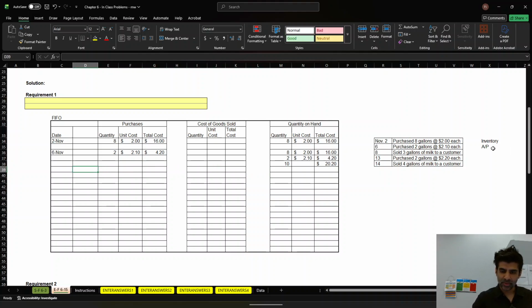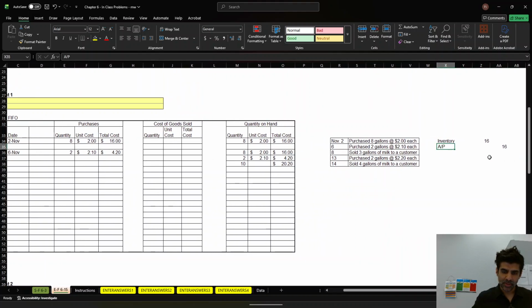Okay. And of course, the journal entry for November 6th would be exactly the same as this, except the numbers are different. It's $4.20, right? So again, if we had our T account for inventory, we're going to have two debits, one for $16 and one for $4.20. And so this is going to reconcile with this $20.20. We have the same value in our accounting system, in our T account.